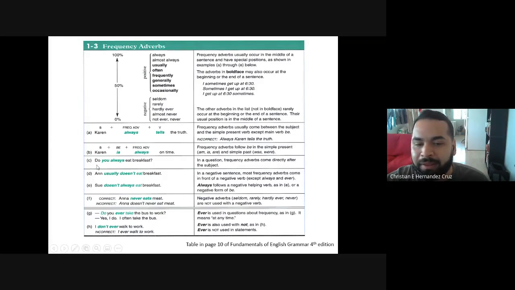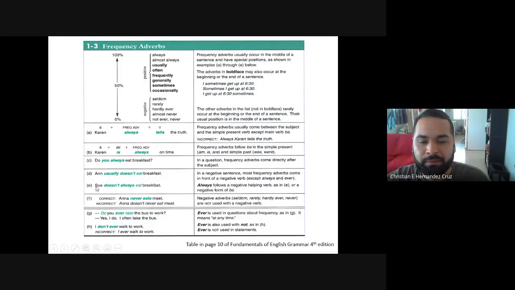Okay, and usually comes right before that negative verb. But now we have an example, always. Always follows a negative helping verb, as in the sentence E, or a negative form of be. What this means follows, es que viene después de.